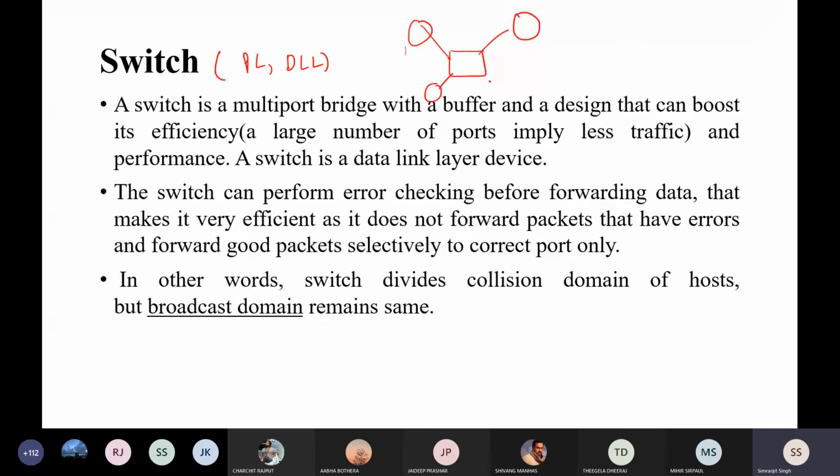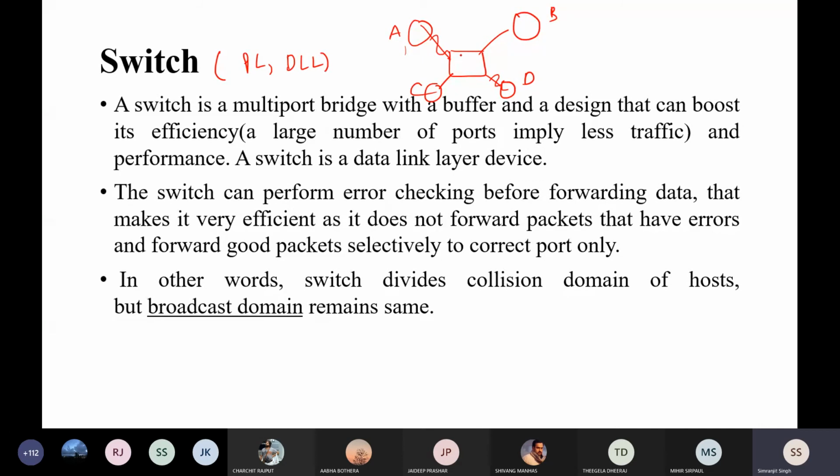Okay, so the only difference between a hub and a switch is that it contains a data link layer. So if A wants to transfer a message to D, it will be transferred directly to D. It will not broadcast this message to B and C. It will directly send this message toward D.